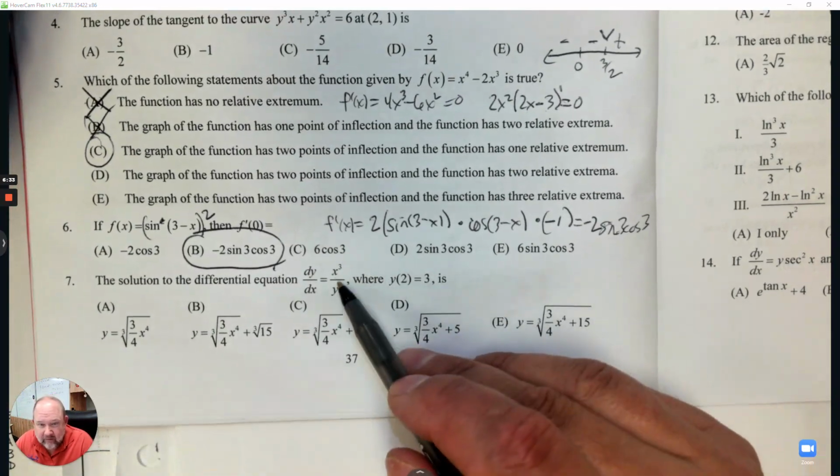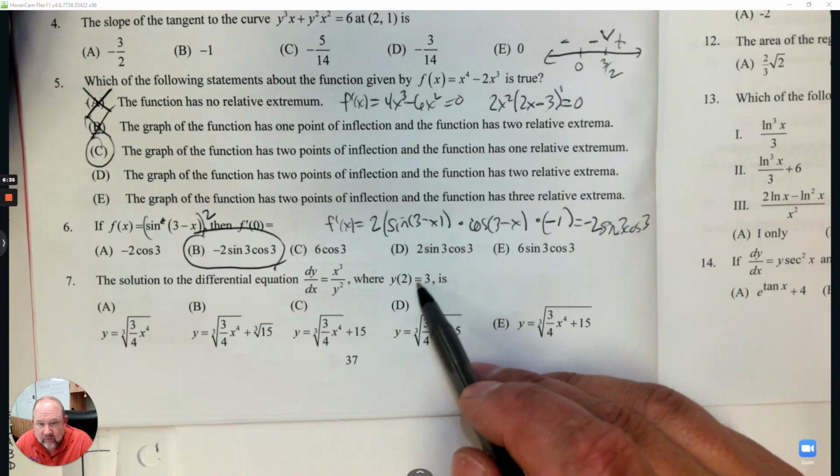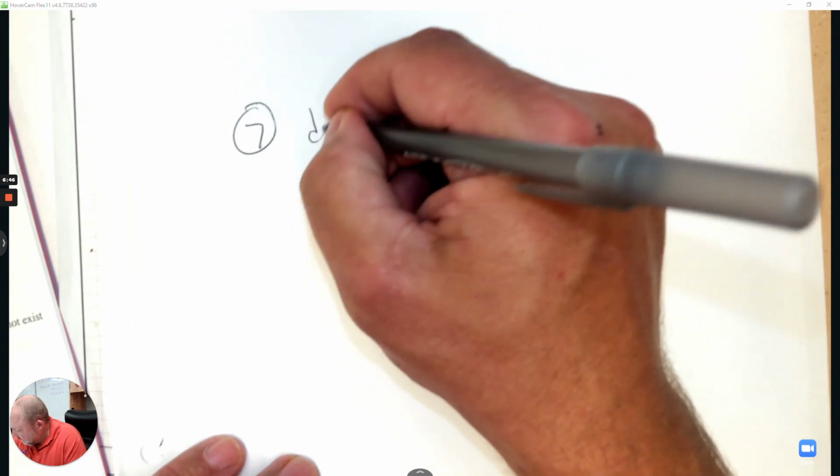The solution to the diffy Q, which one of these? Oh, that's going to take a piece of paper. Let's try this again, number 7. We just did this on the last review assignment. Can you solve the diffy Q?